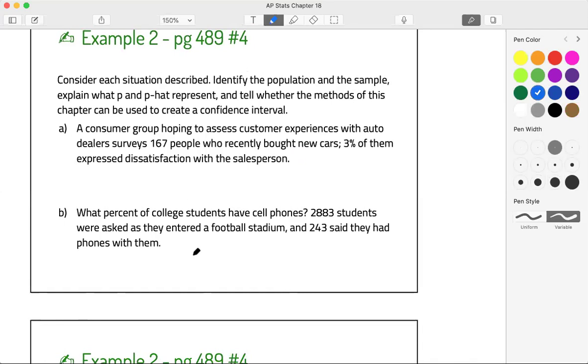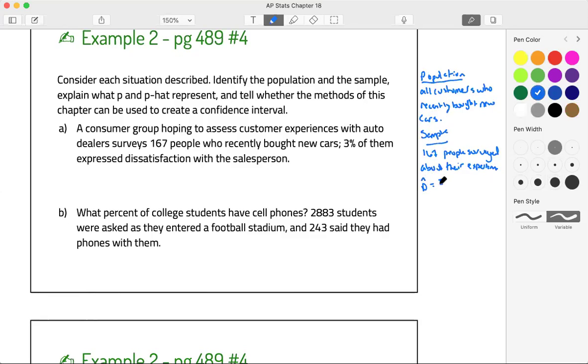All right. So in part A, and I'll try to write this over here. So the population is going to be all customers who recently bought new cars. Okay. The sample is going to be 167 people surveyed about their experience. Okay. And then p hat is going to be my 3%.